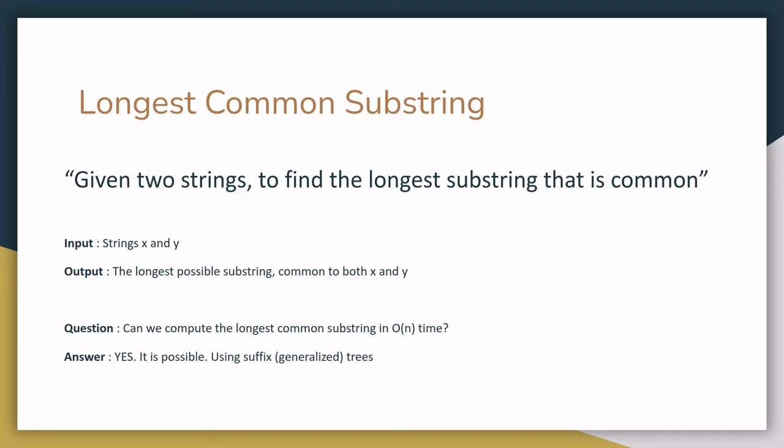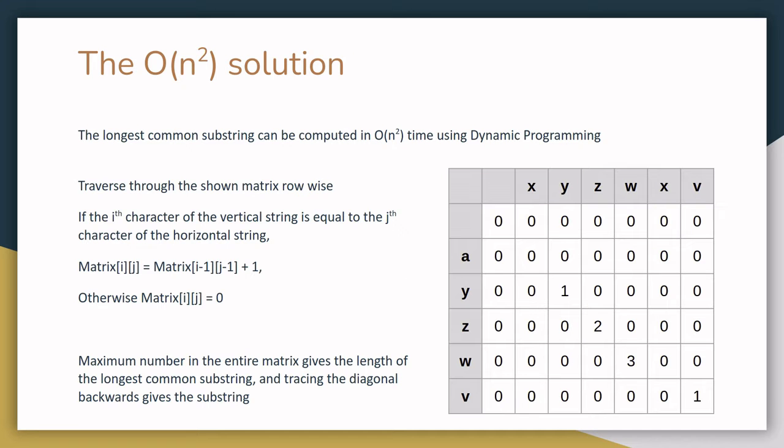The question we ask here is, can we compute the longest common substring in O of n, which is linear time? The answer is yes, it is possible. We can compute the longest common substring in linear time using something called a suffix tree, or rather generalized suffix trees. So first of all, let's look at the O(n squared) solution, which is a quadratic solution which can be achieved using dynamic programming.